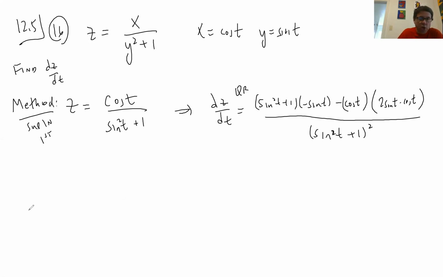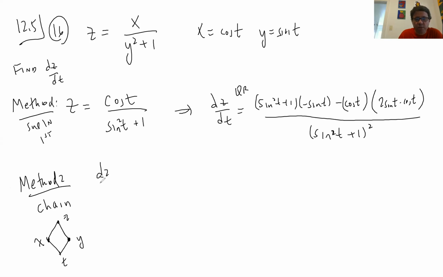Now, if you use the chain rule to do that, and I know in this one you probably don't want to, but just for practice, method 2, where you use the chain rule. And this is where you take the partial derivative of z with respect to x, and the partial of z with respect to y, and then you'll do the t derivative of each of those.